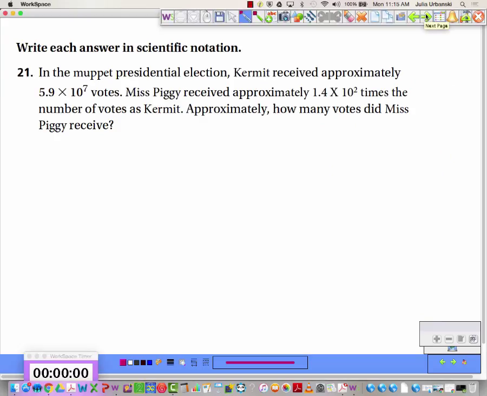Alright, number 21. I know the numbers are off because I've done a lot of cutting and pasting and I don't always go back and fix the number. Well, what's happening here? What about Kermit? Okay, that's how many votes he got, and then what happened? Miss Piggy received approximately 1.4. You received that many times Kermit's votes, right?